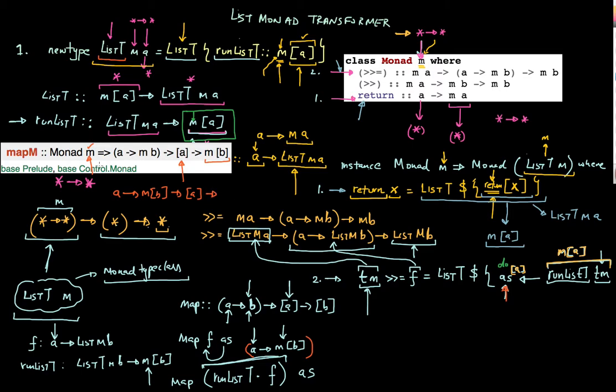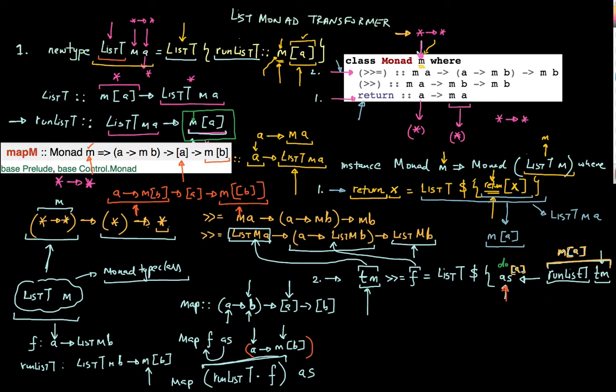and in return, if I were to just invoke map m as it is, I'm going to get back m of list of B's. Okay, assuming this is the function that I'm going to feed into my map m, this is the final output that I'm going to get back here. Okay, so what does this actually mean here?